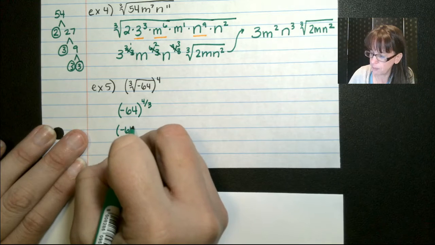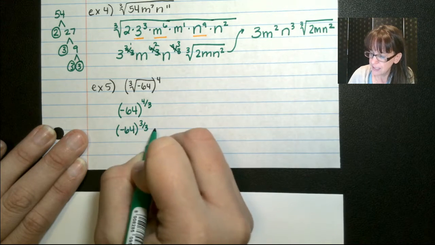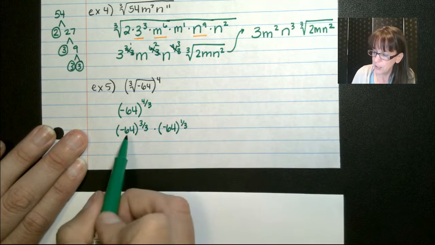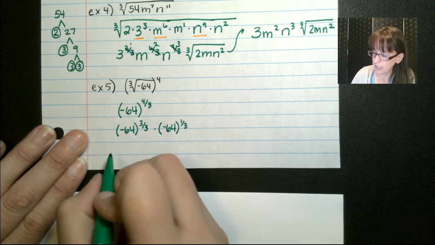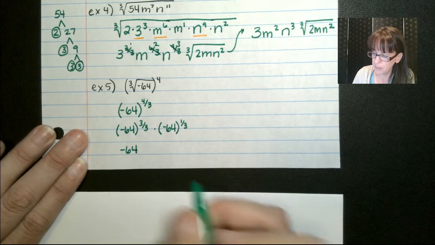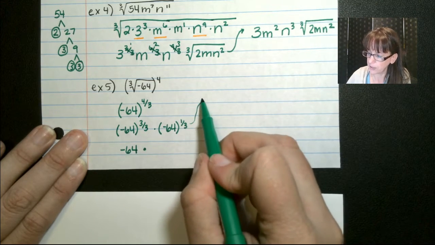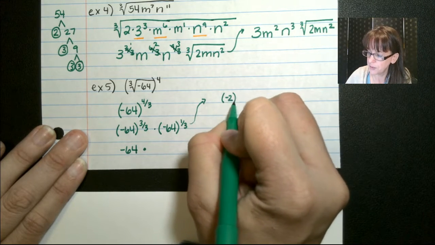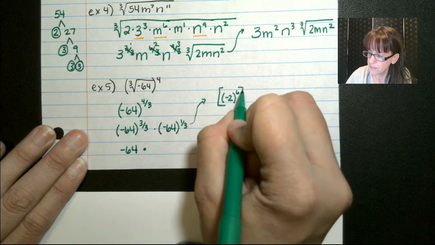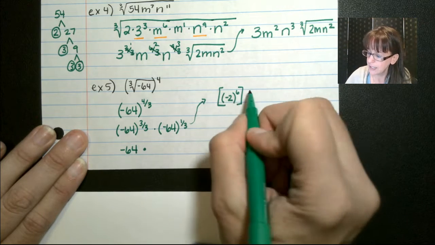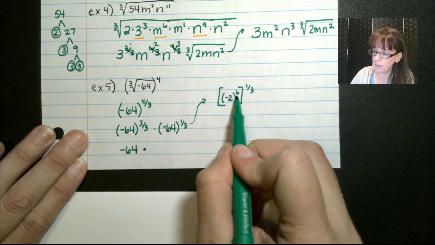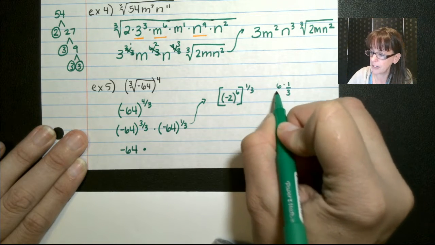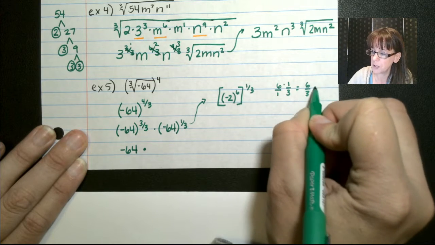So negative 64 to the 3 over 3, times negative 64 to the 1/3. So negative 64 to the 3 over 3 is just negative 64 to the 1 power. Times, now let's do the little side work here. Negative 64, remember, that's negative 2 to the 6th power, that's the same as this negative 64 here, to the 1/3. Now remember, I can multiply these together. So if I do 6 times 1 over 3, I end up with 6 over 3, which equals 2.